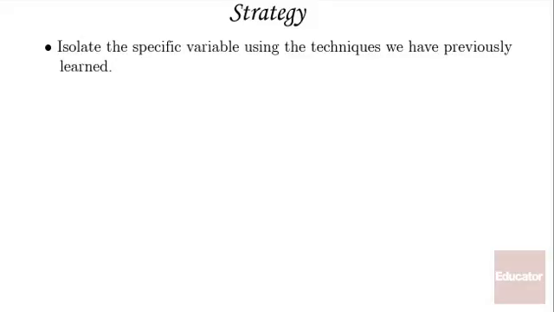The strategy is to isolate the variable that you want to solve for using the techniques that we've previously learned, for example the addition, subtraction, multiplication, and division techniques. Before, we were just isolating a variable such as x or y from numerical values like 2, 4, 5, 6. Now, we're not only going to be separating a variable from those numbers, we're also going to be separating it from other variables.